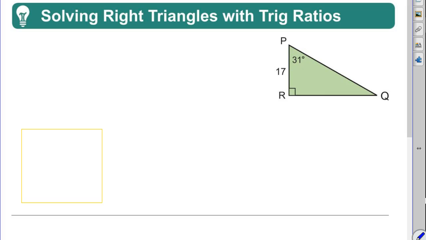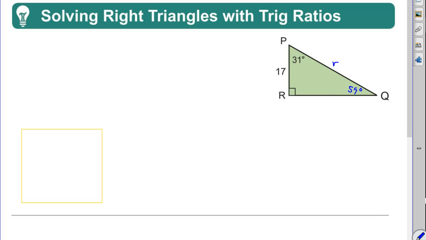Because I know that the three angles of a triangle add up to 180, the two acute angles have to add up to 90. So angle Q has to be 59 degrees. Already got an angle. Now I've got some sides to go.